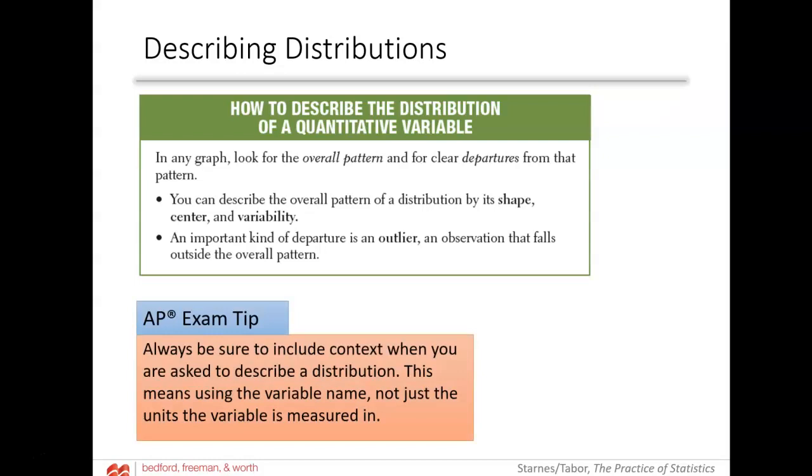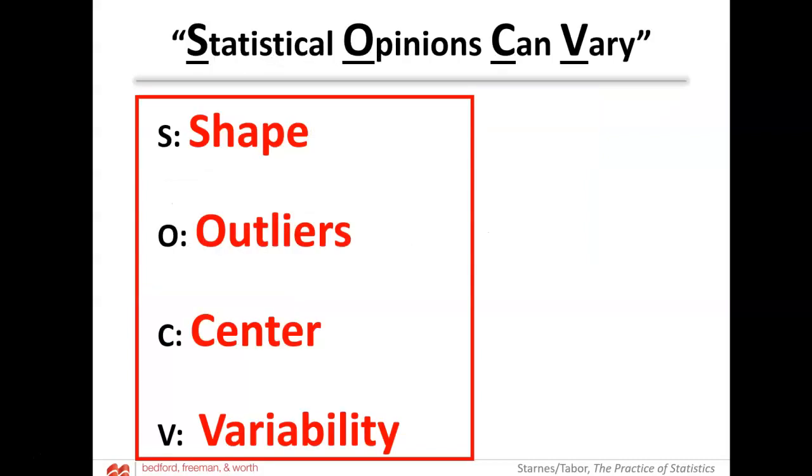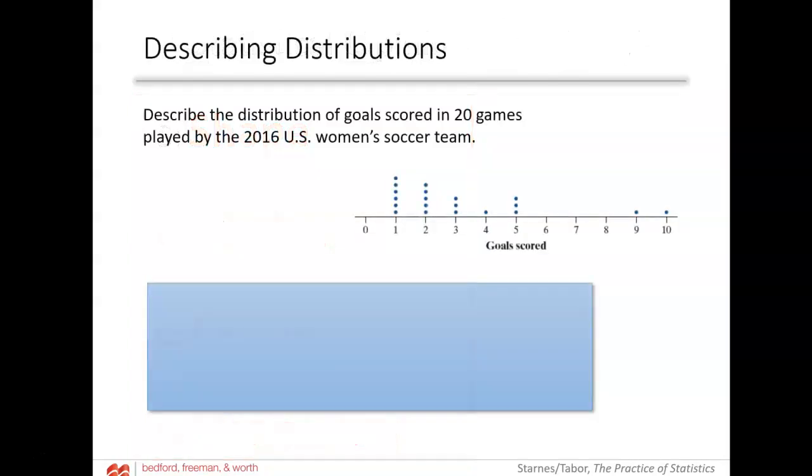So always include context as their tip for this, and that's really important when you're describing the shape. You notice on that previous example, they talked about the unimodal single peak at $1.50 per ride. The mention of the $1.50 per ride was important. So do not forget that. The mnemonic device they use in your textbook to help you remember the 4 things we need is statistical opinions can vary. Oh man, someone told me another one. I'll have to look that one up. There was another one that someone taught me this summer, and I thought that was cute too. But shape, outlier, center, variability. Not necessarily in that order, but you've got to make sure that you answer all of them.